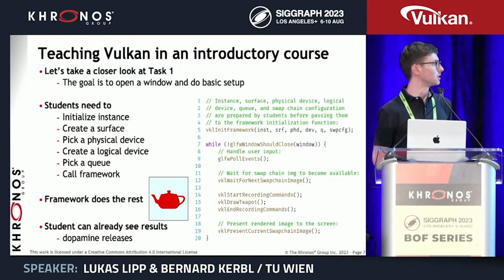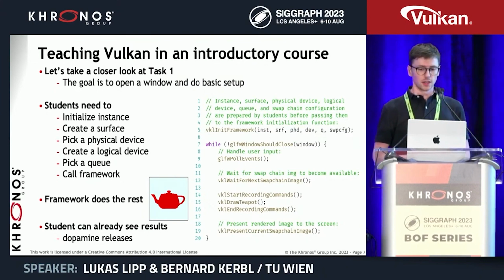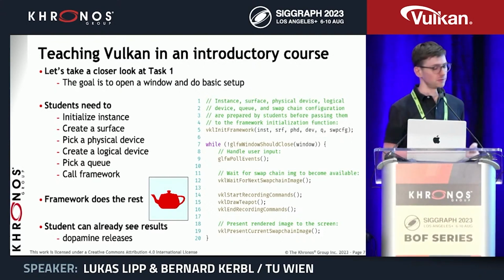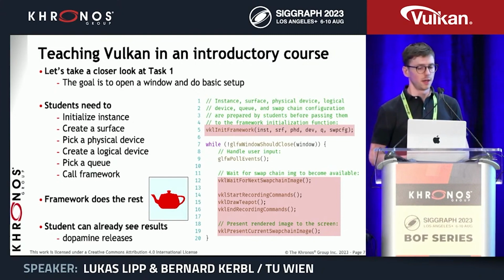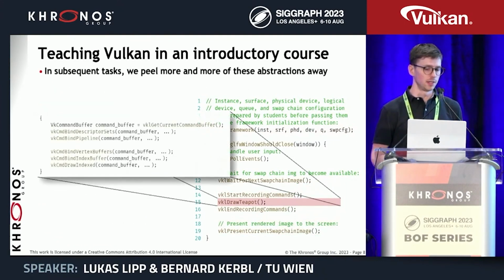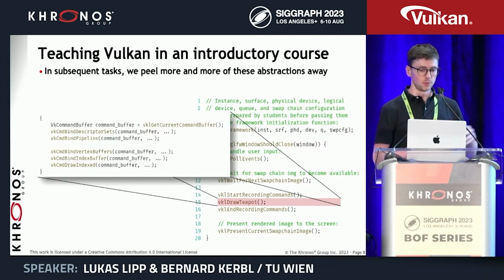And the good thing is students can already see the result and get a dopamine release. I think that's a good way of giving them a first impression of Vulkan. And then you can always strip down things and go into more detail for these sections. For instance, we can replace the init framework part or the loop itself, or we can just replace the VKL draw part here and replace it with the actual command calls that they need to do. Through this way, we can keep the implementation overhead in check, and students can still understand the fundamental components and how they are connected.